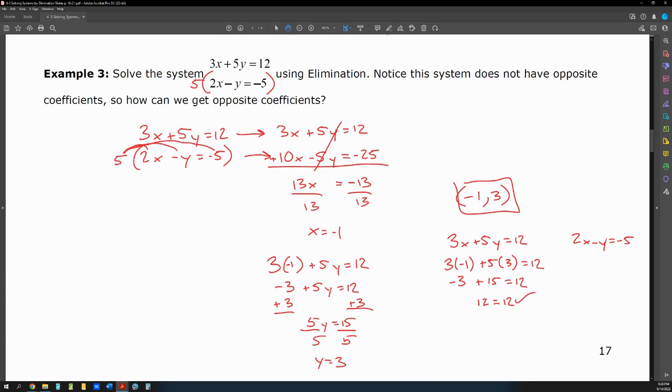That is true. In the other equation, we have 2 times negative 1 minus 3 is equal to negative 5. Well, 2 times negative 1 is negative 2. Minus 3 equals negative 5. And negative 2 minus 3 does equal negative 5, so that checks out as well. We've done this one correctly.